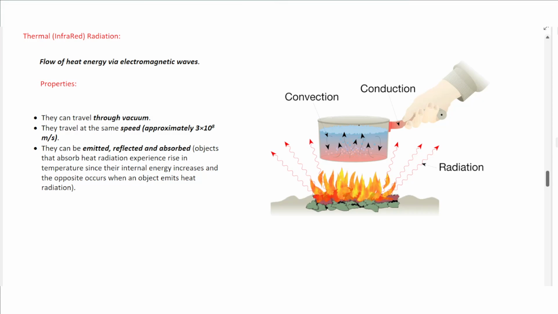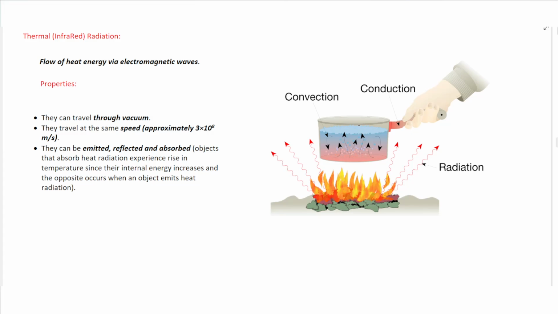As for the third method of heat transfer, it's called infrared radiation. We must say it is infrared radiation, and it is the flow of thermal energy by electromagnetic waves. Heat radiation is electromagnetic waves. It has certain properties. It can travel through vacuum. Conduction and convection cannot flow through vacuum.